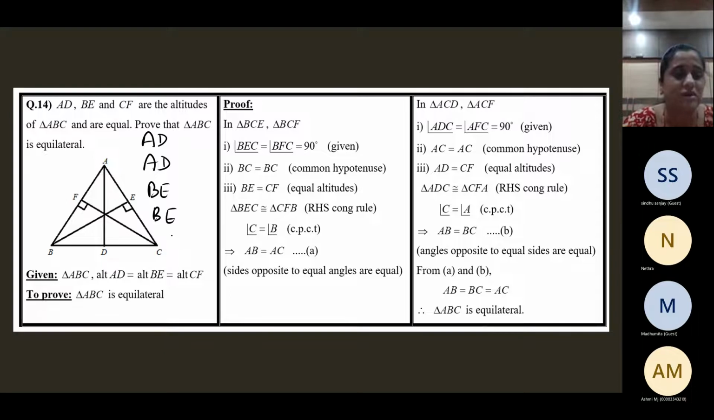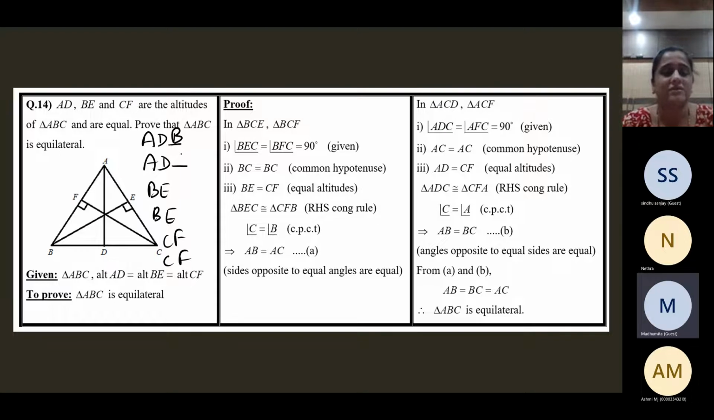Then the other altitude, CF. Now complete the triangles, children. AD, B. B, AD, C. C, BE, A. B, CF, A. So these are the 6 triangles you have.